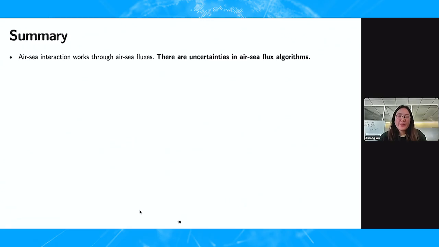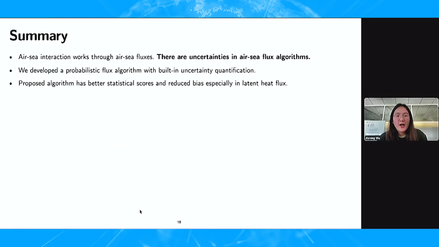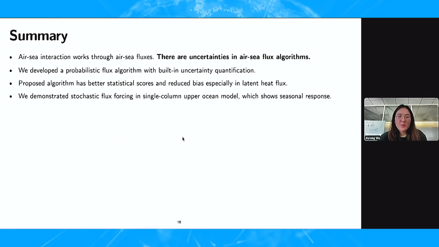So for a summary, we know that there are uncertainties in IRC flux algorithms themselves. I think we shouldn't just sweep them under the carpet because this is hard to tackle. And we developed a probabilistic flux algorithm with built-in uncertainty quantification using observational data. It has better statistical scores and reduces the bias, especially in latent heat flux. And we demonstrated the stochastic flux forcing in a single column model, which shows us a seasonal response.